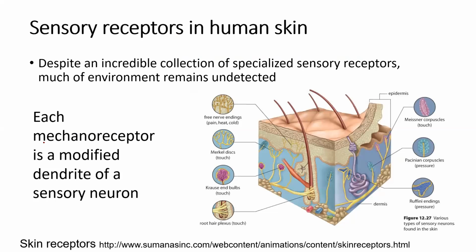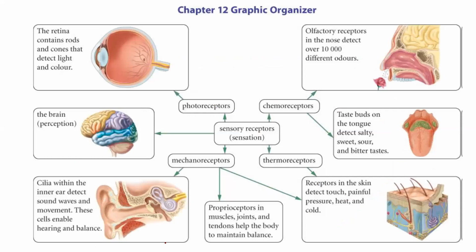Okay, skin receptors, these are mechanoreceptors. Touch. Now look, you've got free nerve endings for pain, heat, and cold. Touch receptors for touch. Pacinian is for pressure. All these different receptors. Again, there's a nice little video on this.